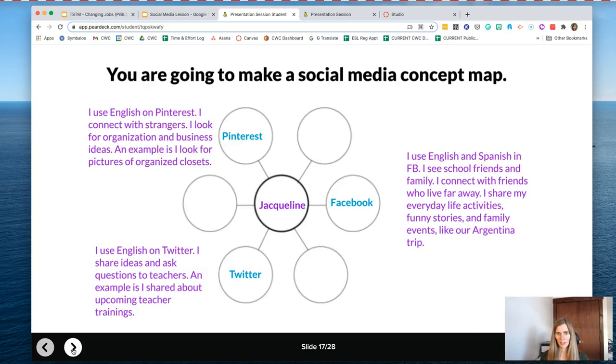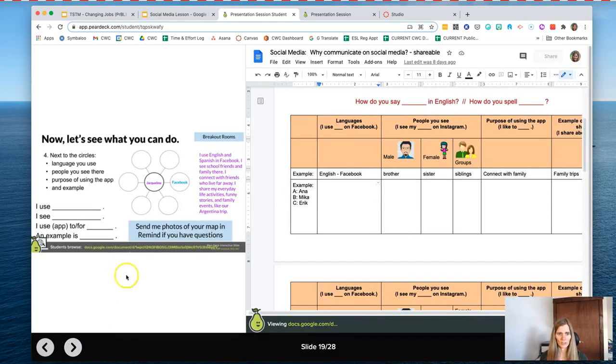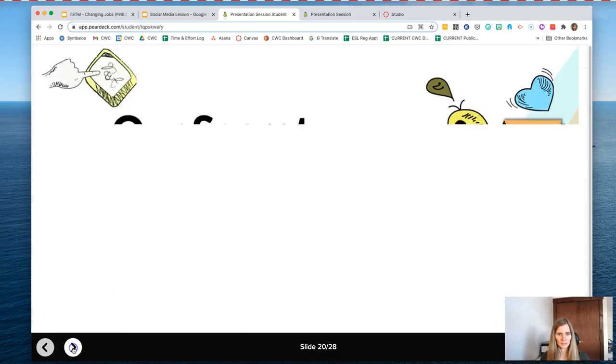I had the students make social media concept maps. So they drew the map in their notebook, and I gave them access to the Google Docs so they could use those sentences for their concept map, and I put some sentence frames as well.